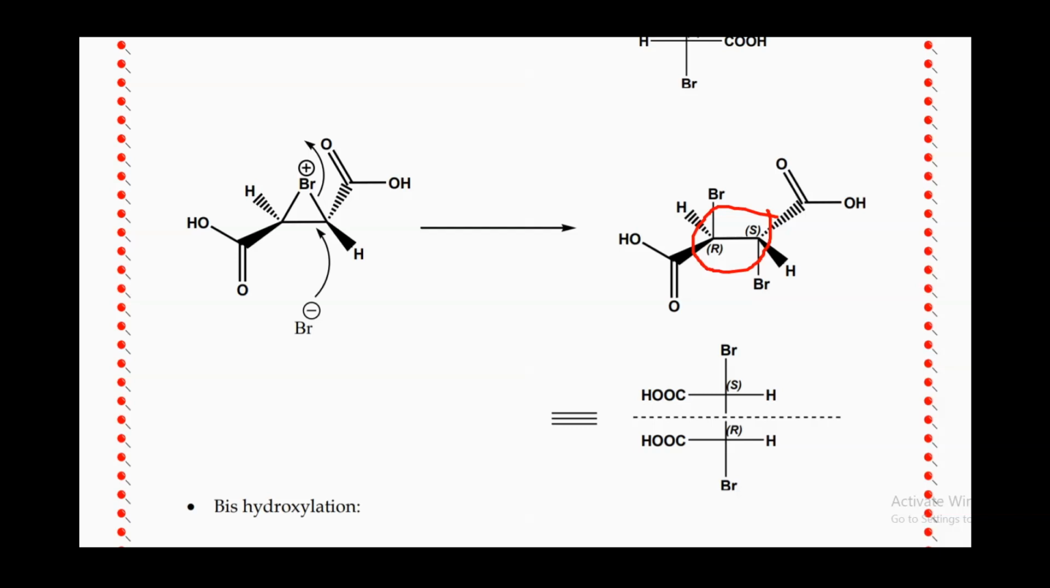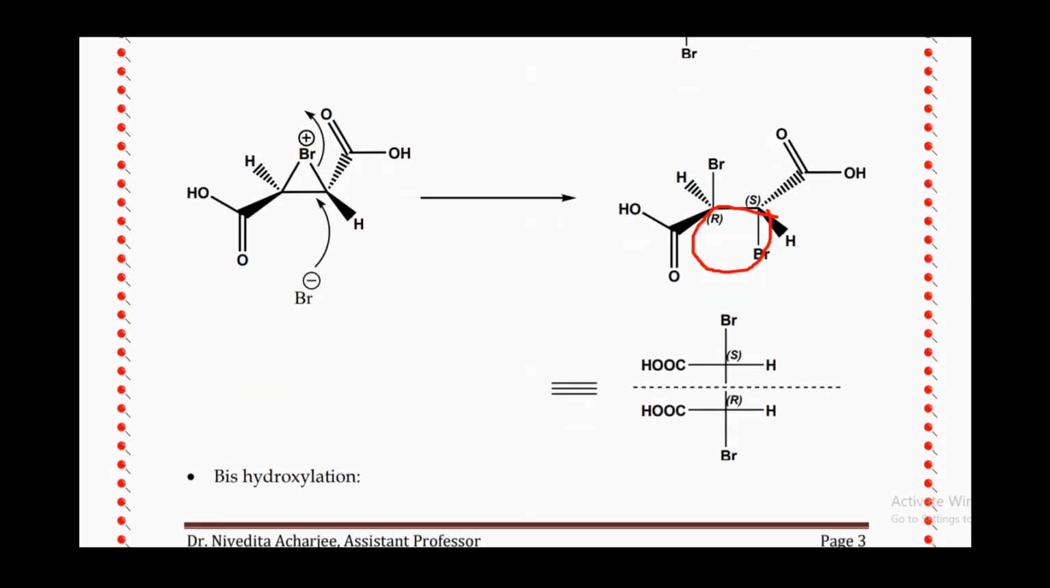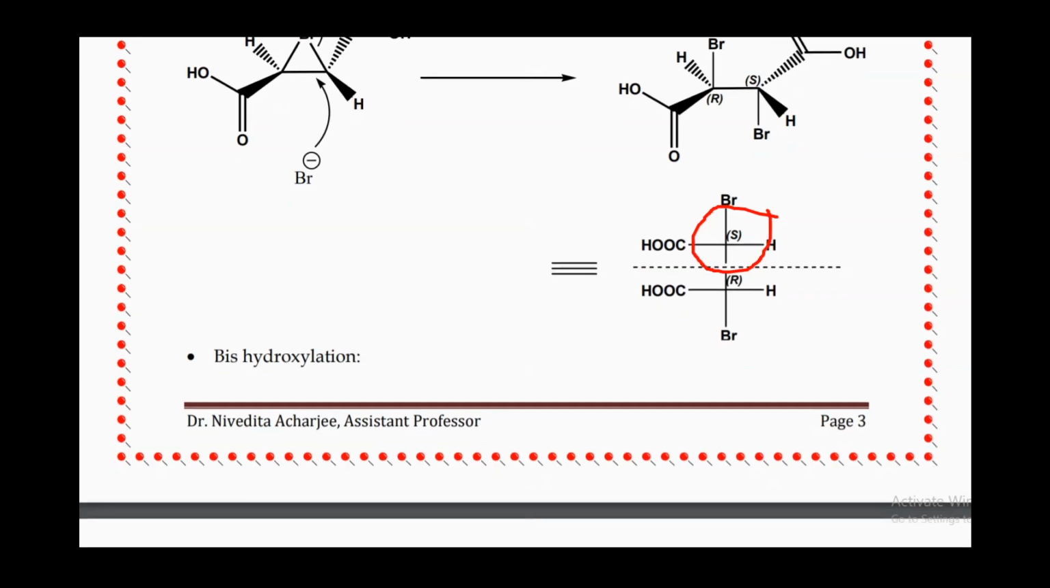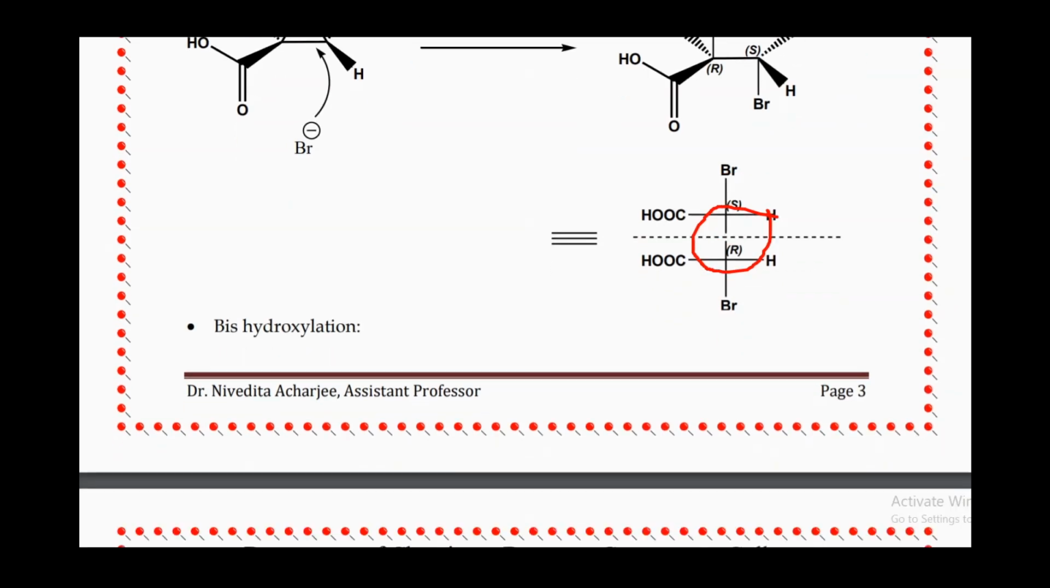So, in both cases, we are getting optically inactive compounds, with the plane of symmetry having RS as well as SR. So the two compounds are identical, and we are getting the optically inactive product with the bromine addition to the fumaric acid. And we are getting the DL mixture as we studied in case of the maleic acid.